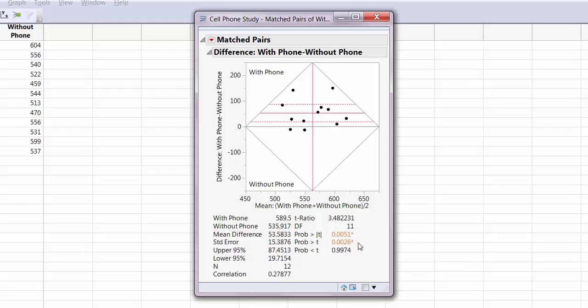Again, we're going to be using that right tail p-value because we're hypothesizing that with the phone is going to be greater than without the phone. So we're hypothesizing for positive differences.